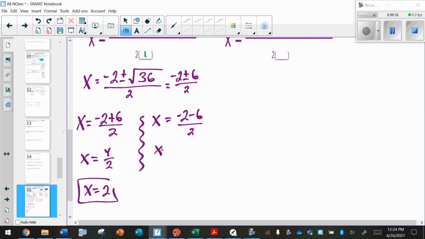Negative 2 minus 6 more is negative 8. Divided by 2 is negative 4. So those are my two roots, which are also sometimes called the zeros. So those are real rational numbers. Two rational roots.